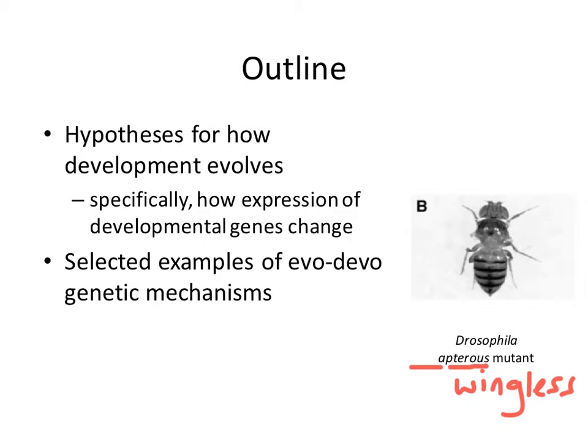What's the gene that's involved? What does it do? What tissues is it expressed in? Is it a structural protein? Is it a transcription factor? What does the gene encode? What does that protein do? All questions that evolutionary developmental biologists ask.